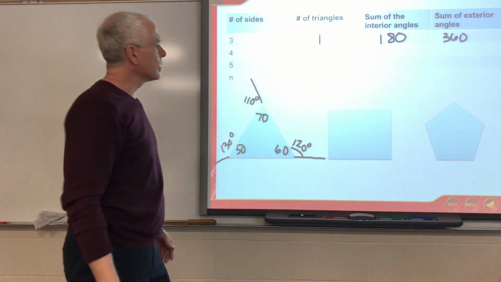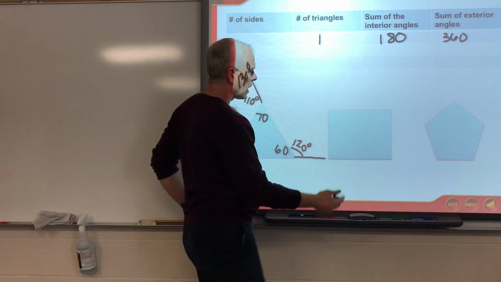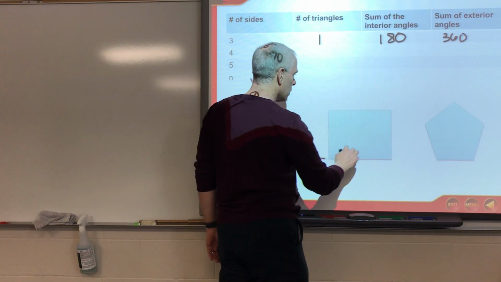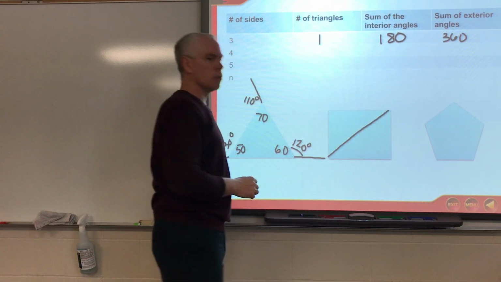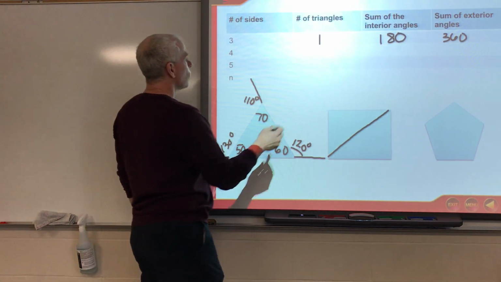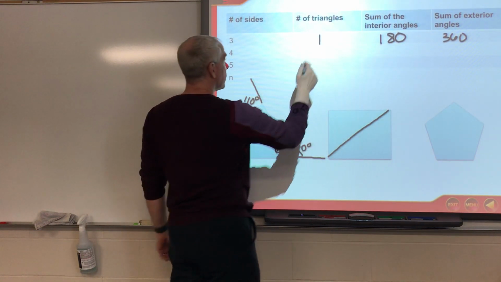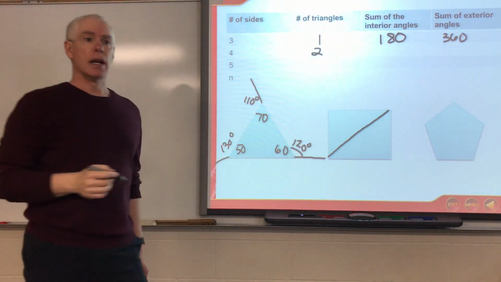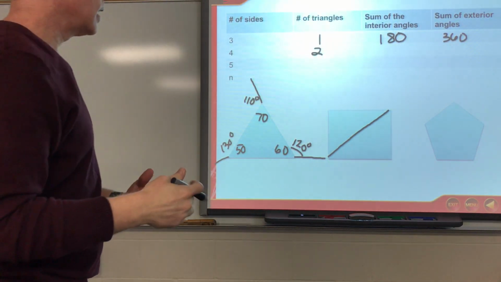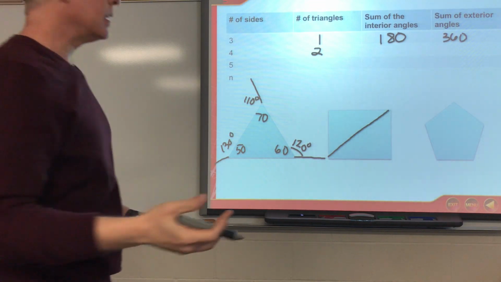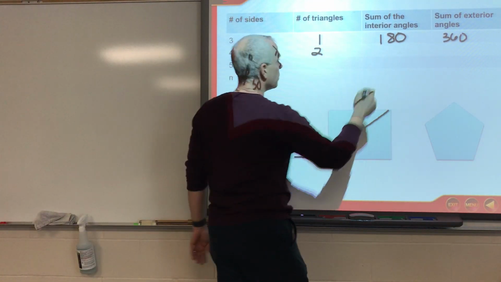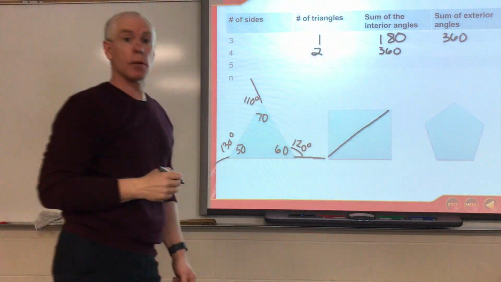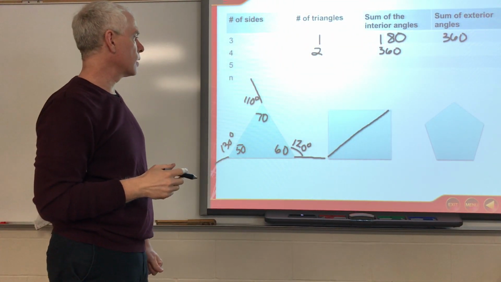So what if I look at a 4-sided figure? Okay, I picked a rectangle, and so from one vertex I'm going to draw in all of the diagonals I can, which is really just 1. So the number of triangles that are created in that figure is 2. And since I know that each triangle has an interior angle sum of 180, and I have 2 triangles, 180 times 2 is going to be 360 for the sum of the interior angles of a 4-sided figure. Okay?